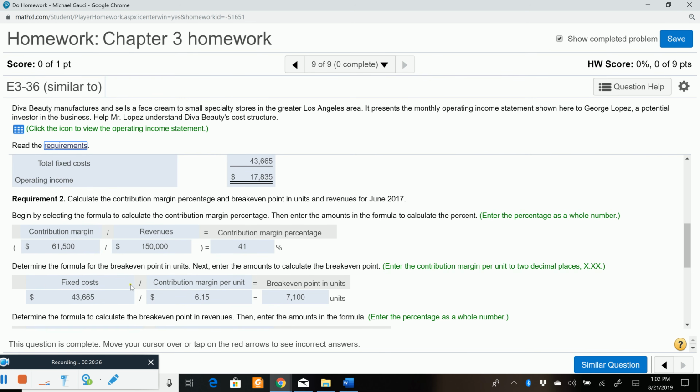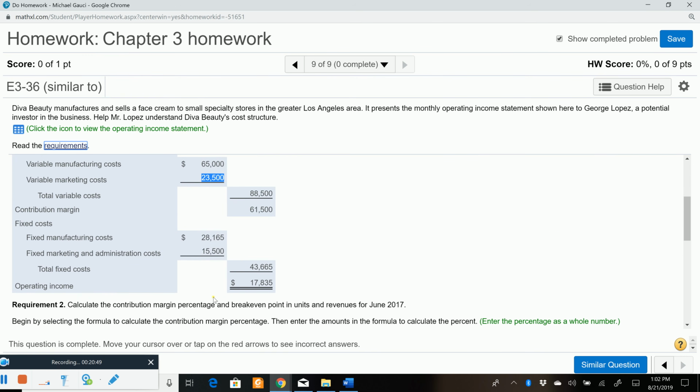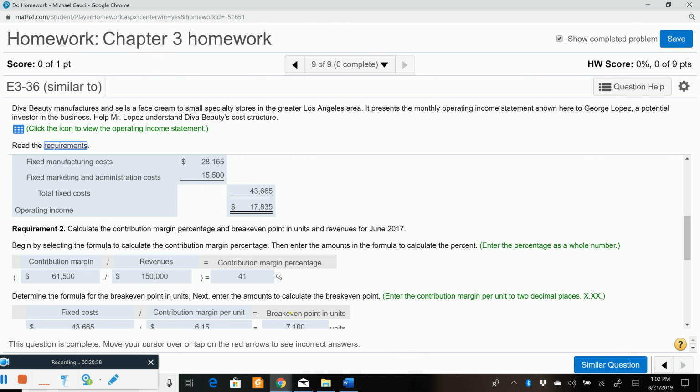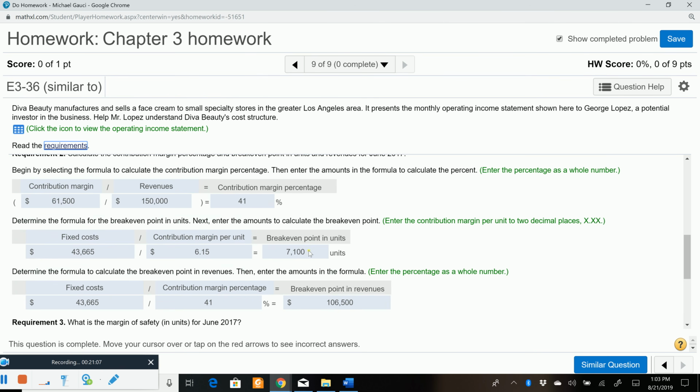Now, the break-even point, the formula, the numerator is your fixed costs divided by your contribution margin per unit. $6.15, the contribution margin per unit. Okay, and we can see that if we have 61,500 divided by 10,000 units, that gets you the $6.15. So fixed cost divided by the contribution margin per unit gives me the break-even point in units, 7,100.